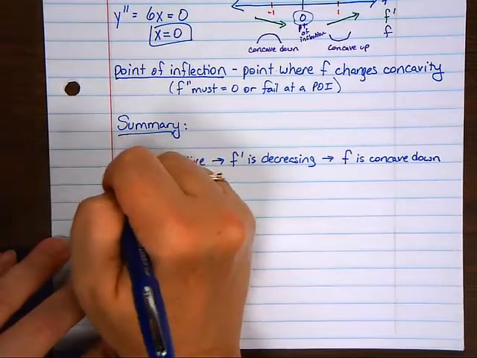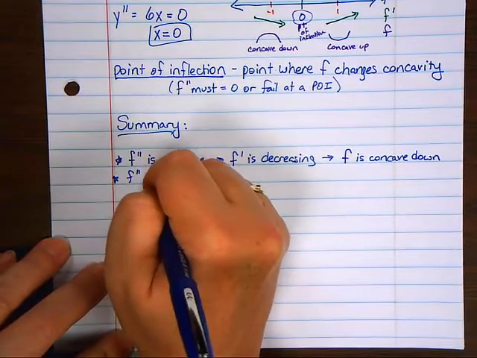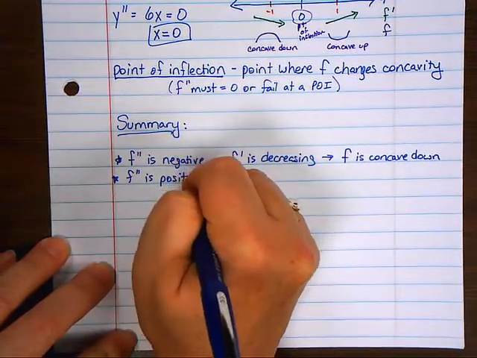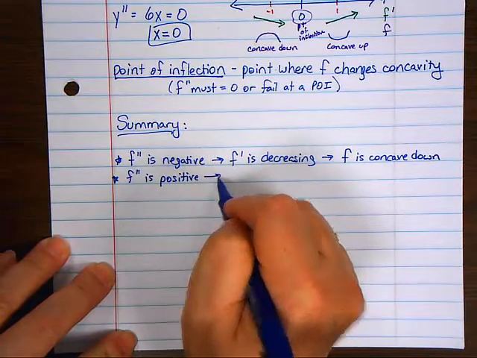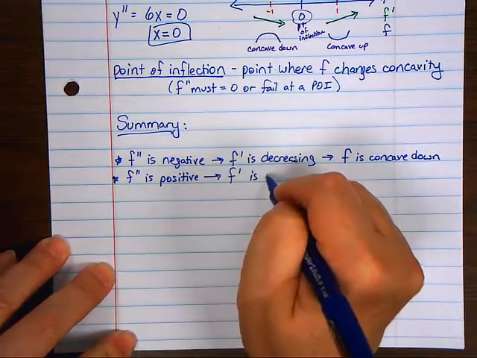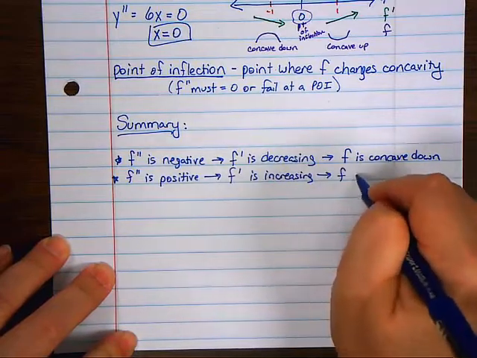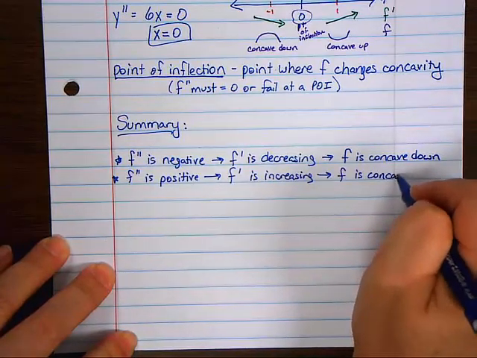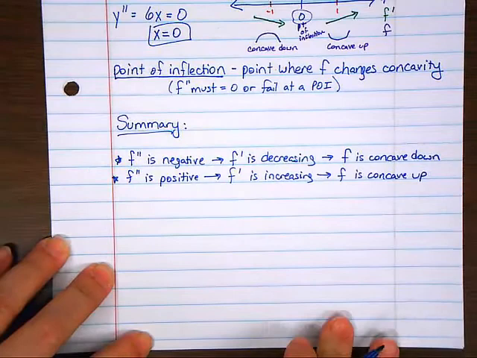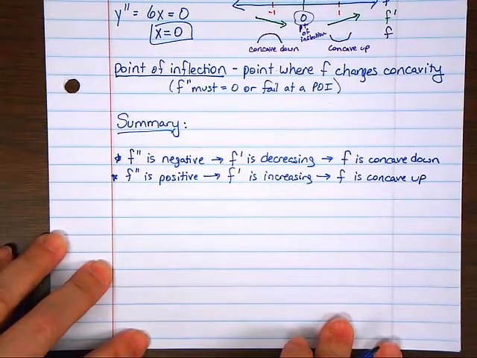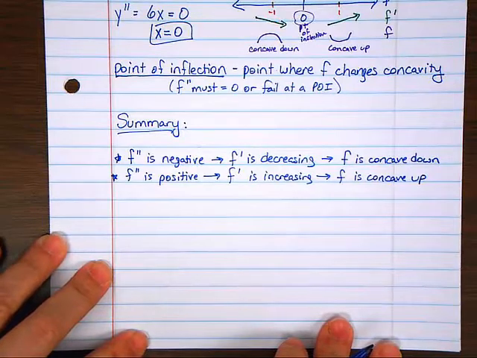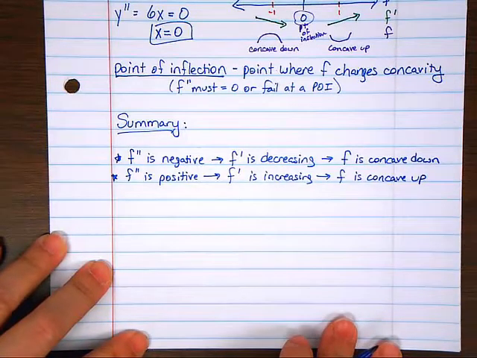Point number 2, when f double prime is positive, that means that f prime is increasing, and that means that f is concave up. f double prime is positive, means that f prime is increasing, and that means that f is concave up.